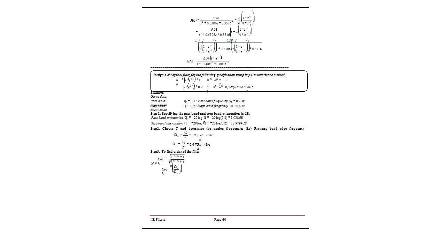Okay. Next is to design a Chebyshev filter by using the impulse invariance method. We have to find the pass band and stop band attenuation and the pass band and stop band frequencies, and mention the attenuation in decibels. Then we have to choose the T value and determine the analog frequencies. Third step, we have to determine the order of the filter. For the order of the filter, we will use this formula and find the value. If the value is in decimal, we have to round it up to the nearest highest integer value.